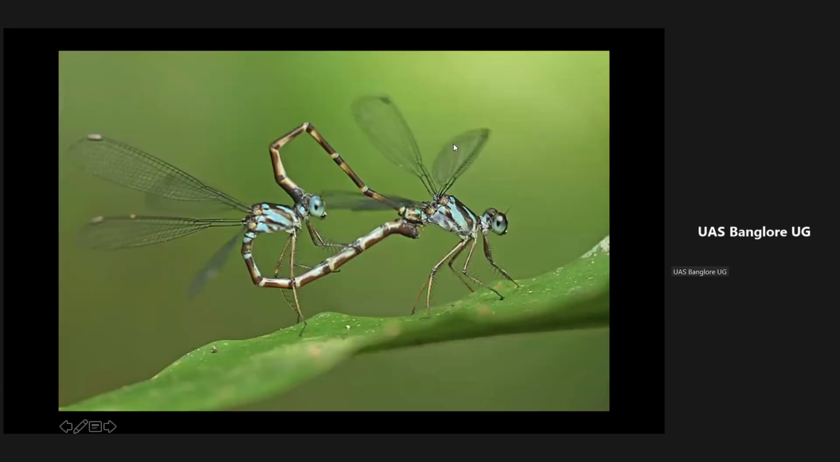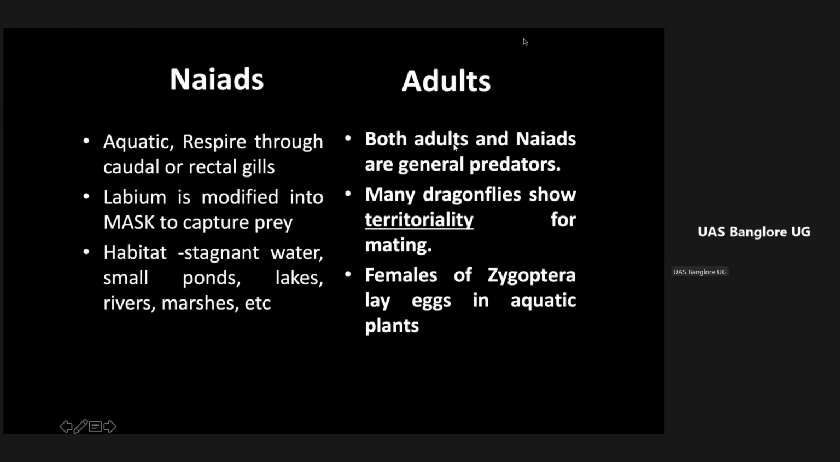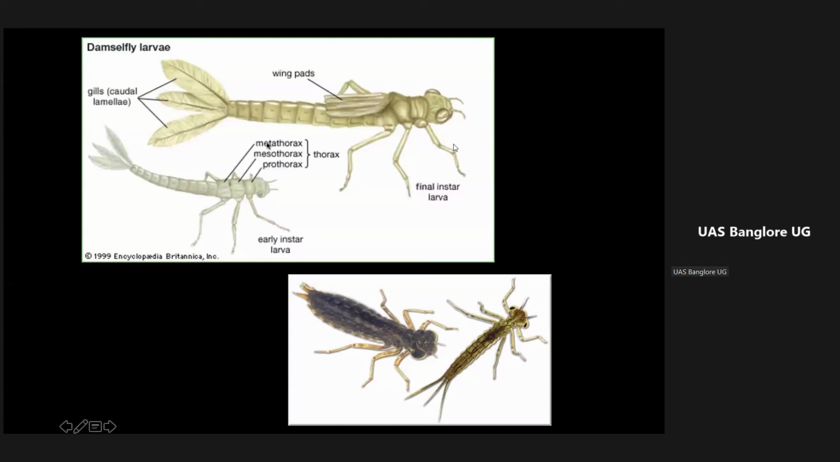Coming back to this, if you look at these two posters, the naiads of the damselfly, called Zygoptera, have caudal gills. Caudal gills means they have gills at the tip of the abdomen for respiration. Whereas in the dragonflies, the naiads have rectal gills. They are internal, you cannot see them, and we call them rectal gills.